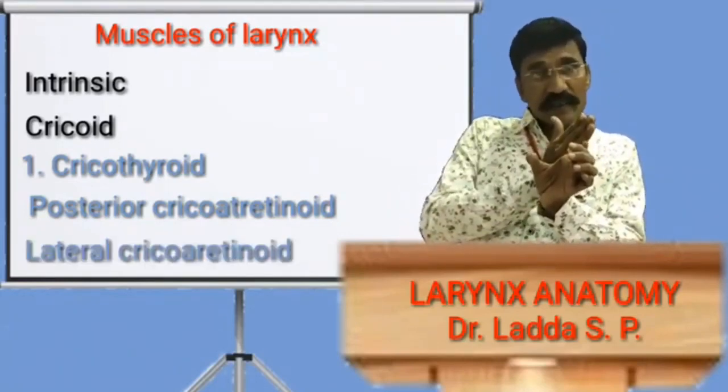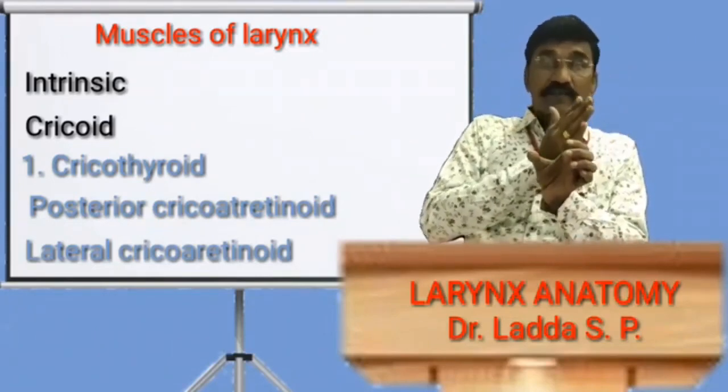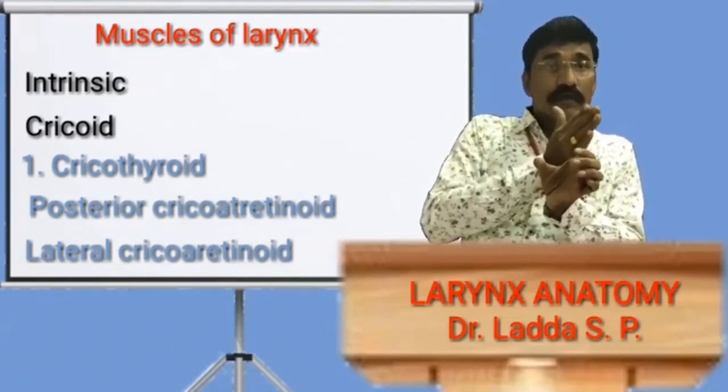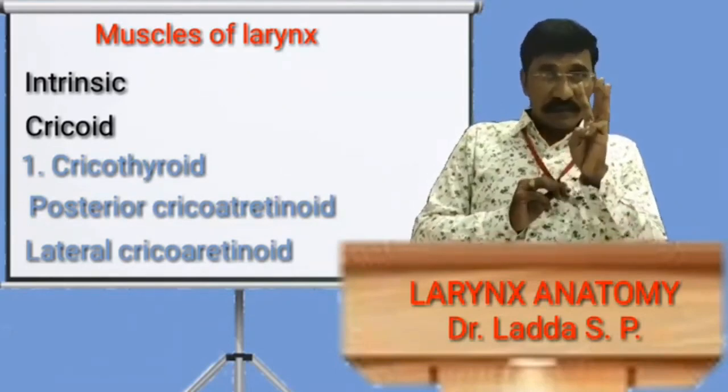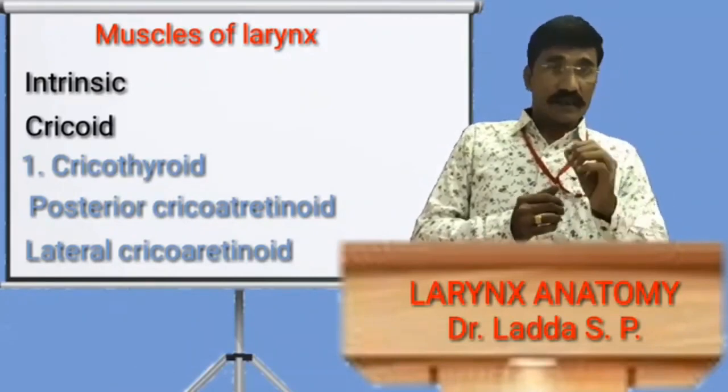And the muscle toward the lateral side again connects the cricoid to the arytenoid, so it is the lateral cricoarytenoid muscle. So these are the three muscles concerned with the cricoid cartilage.